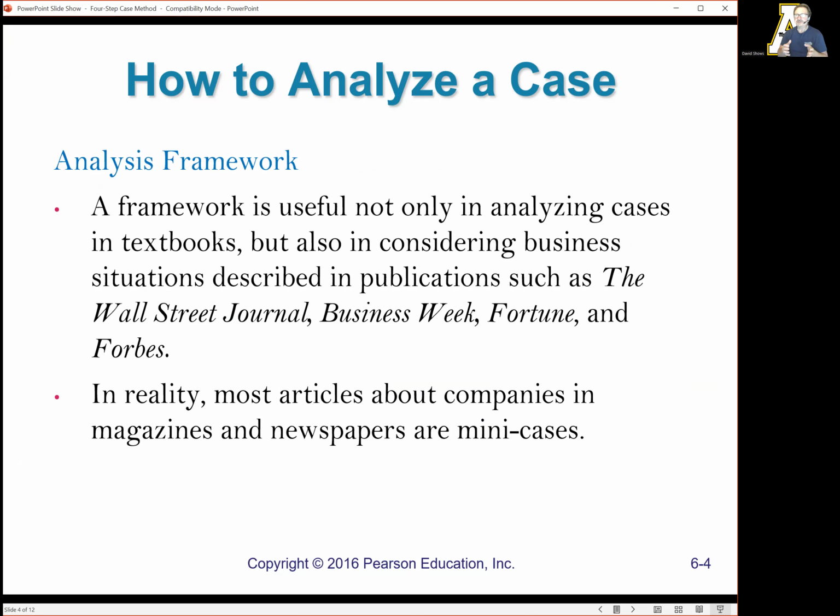So we use an analysis framework or a standard format when it comes to working on cases. A framework is useful not only in analyzing cases in the textbook, but in considering any business situation. When we looked at that article in Business Week, most articles about companies in magazines are mini cases in themselves. You can use the very same criteria that we used with the Business Week article to think about where the ultimate issues and problems might be in any company or corporation.